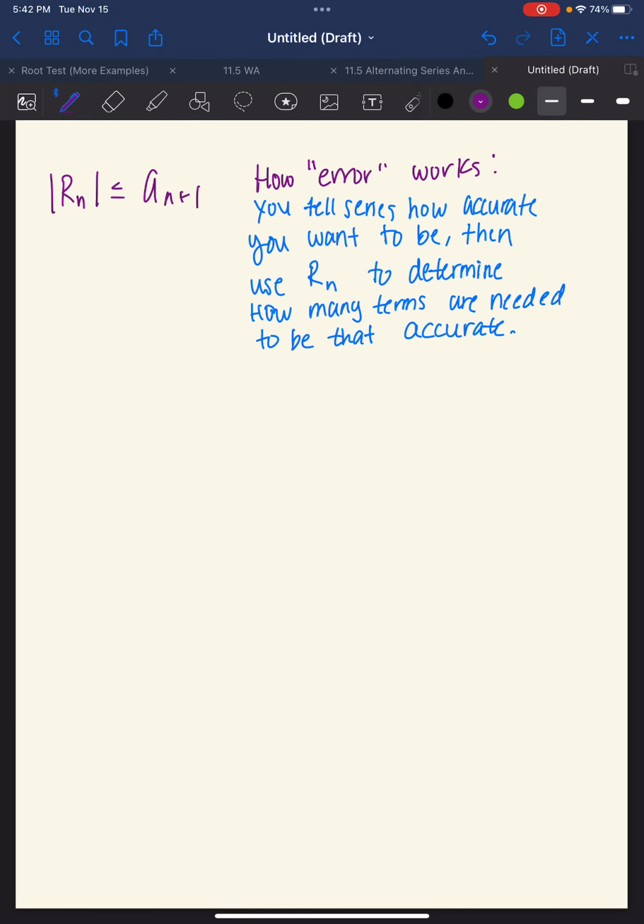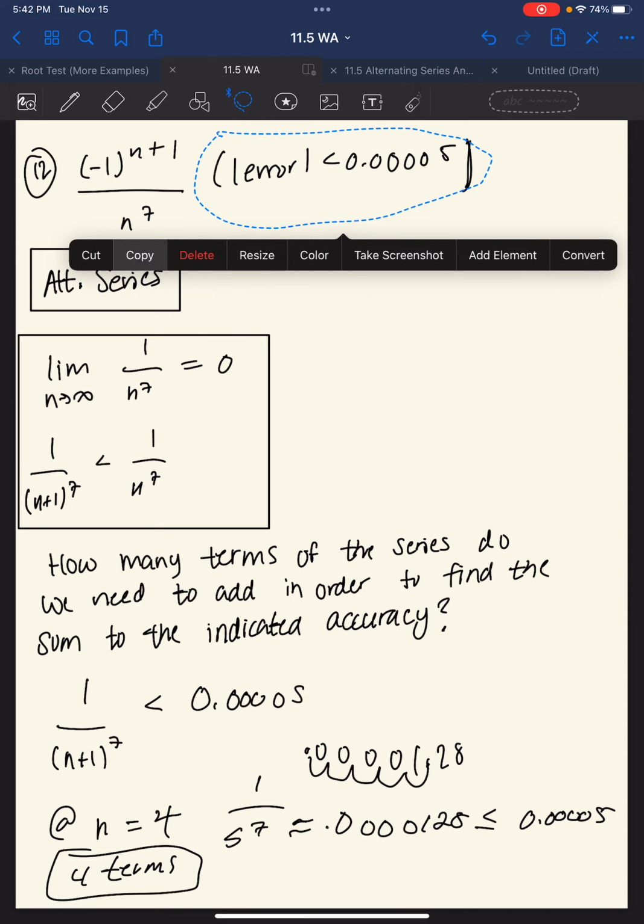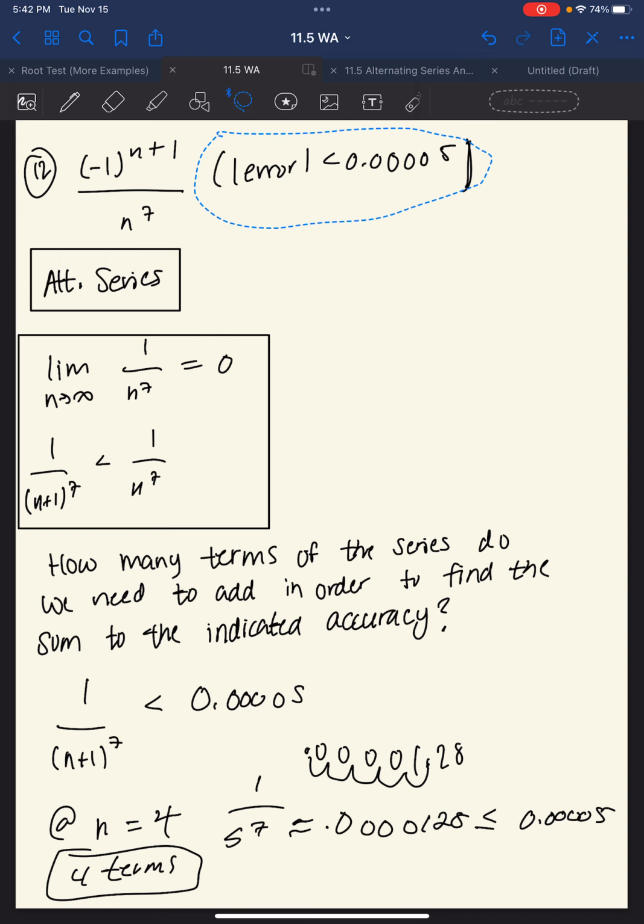Okay, so basically for this whole error thing, the main point you want to take away is this equation right here. This basically just means the absolute value of your result is going to be less than a sub n plus 1. For example, on the WebAssign, I can show you. Their error was less than this number, whatever they had.